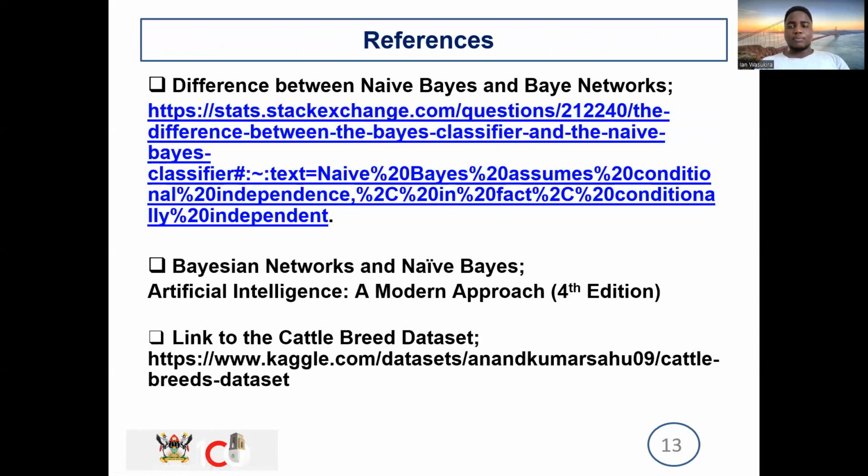This work has been collected from these sources: Stack Exchange, the Bayesian networks and naive Bayes from Artificial Intelligence: A Modern Approach. And this is my link to my data set, which is called the Category dataset on Carbo.com.